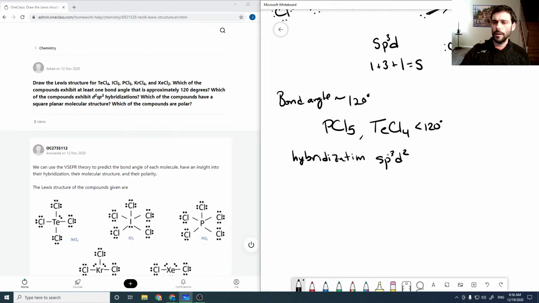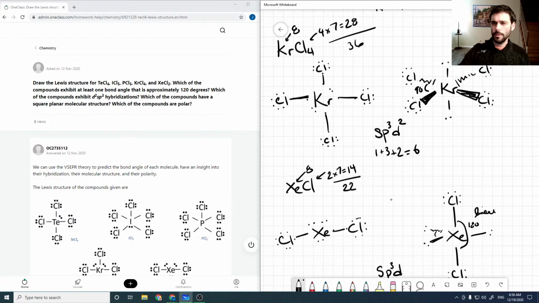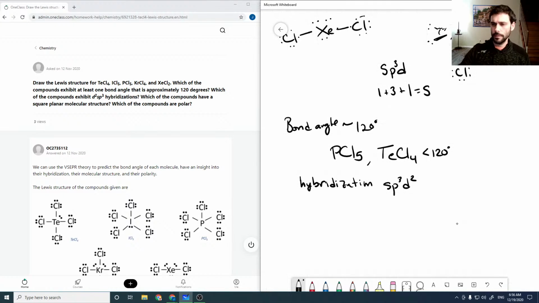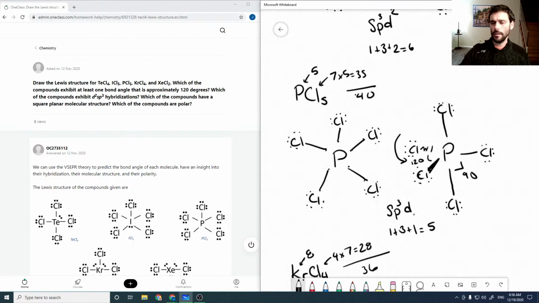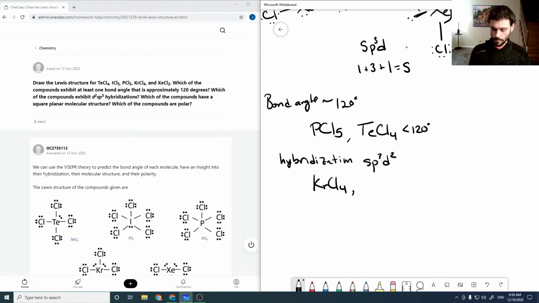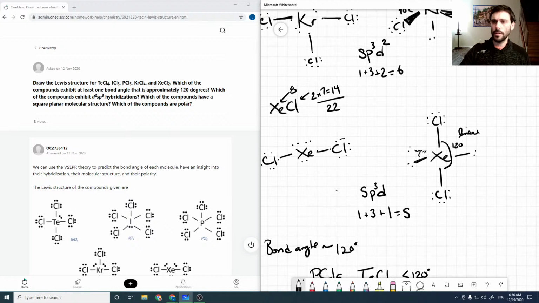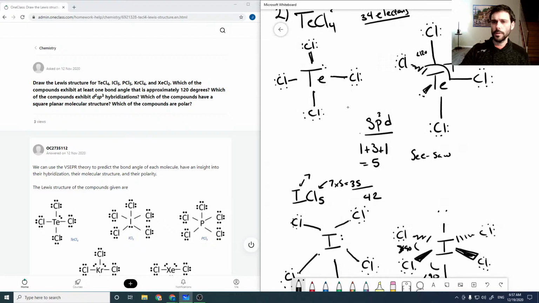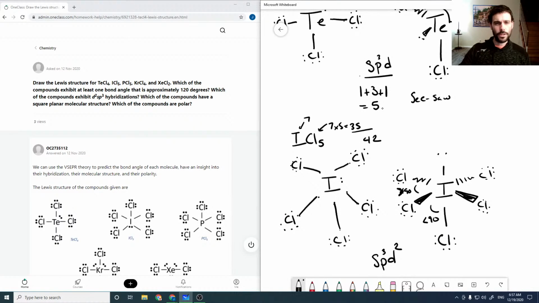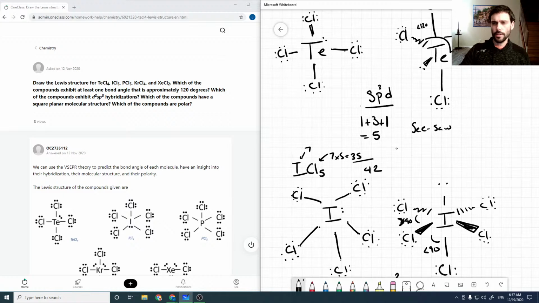sp3d2. So we went through and did that. So the Krypton, the KrCl4 species had that hybridization, and I believe there was another one. The ICl5. And I don't think there was another sp3d2. And the rest are sp3d. Okay.